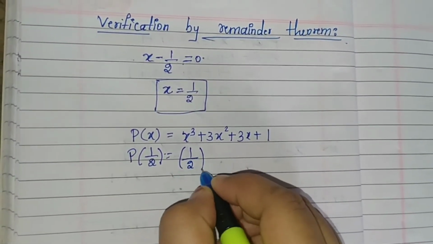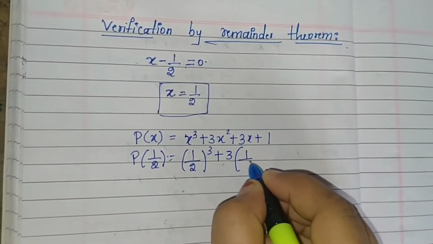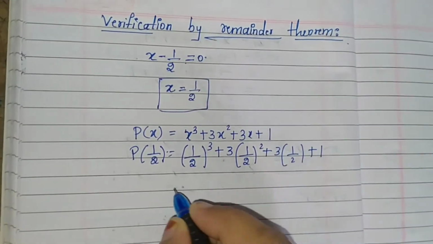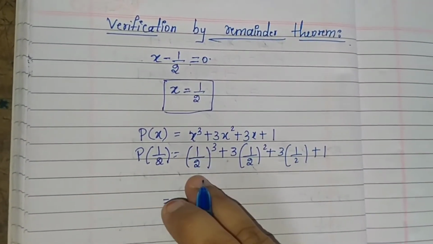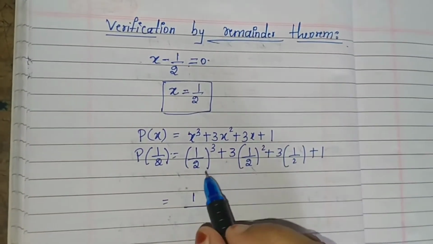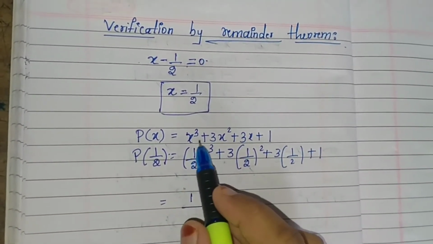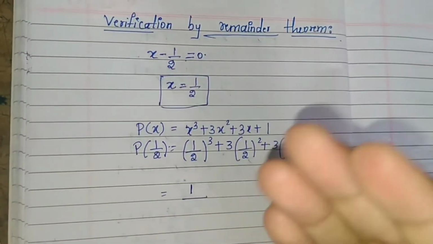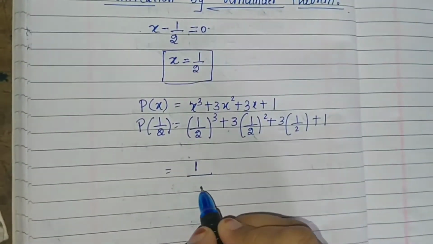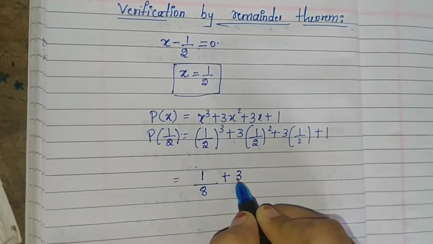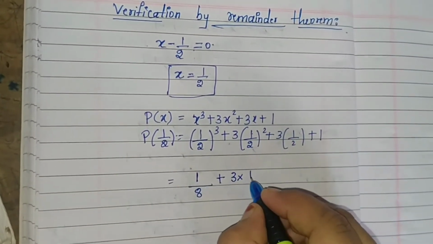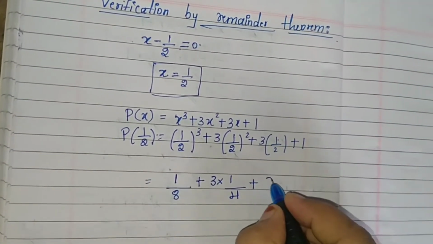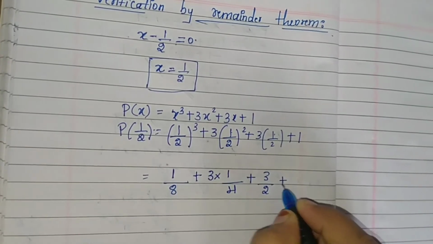So 1 by 2 the whole cube plus 3 into 1 by 2 the whole square plus 3 into 1 by 2 plus 1. So this will be equals to 1 by 2 the whole cube. 1 cube divided by 2 cube. Right? When you will open this bracket, you are going to get 1 cube divided by 2 cube. So 1 cube is nothing but again 1. 2 cube is nothing but 2 into 2 into 2. That means 2 2s are 4, 4 2s are 8 plus 3 as it is into, so 1 square means 1, 2 square means 4 over here, plus 3 ones are 3 and divided by 2 plus 1.